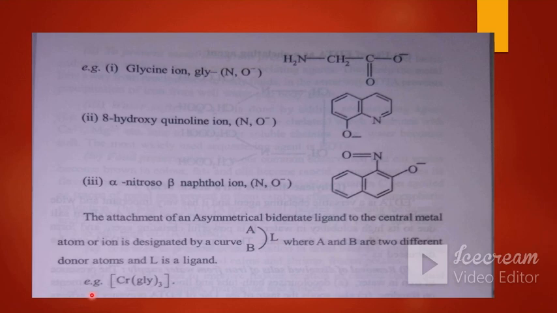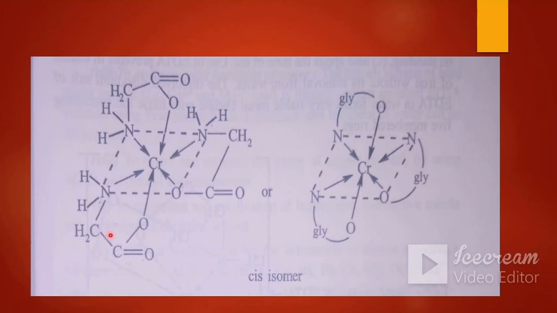For example, Cr(Gly)3, that is chromium and glycine 3, with a structure like this. Chromium centrally, and this one glycine, and this structure is also represented like this, centrally chromium, this one glycine and glycine, and this total structure is the cis isomer.